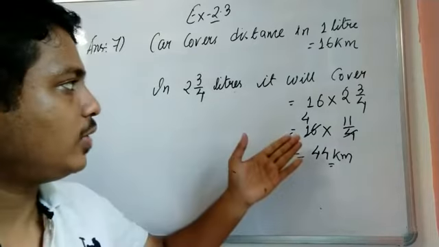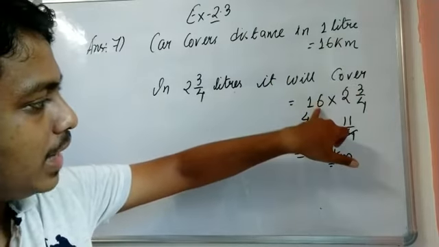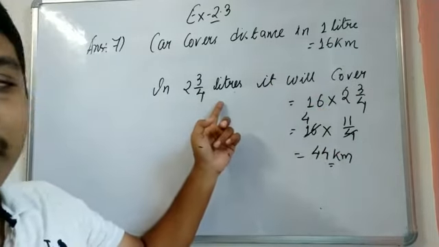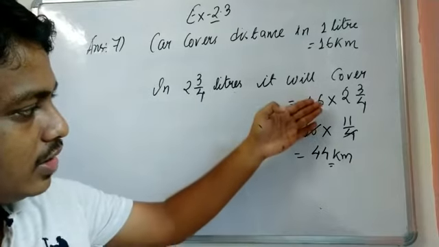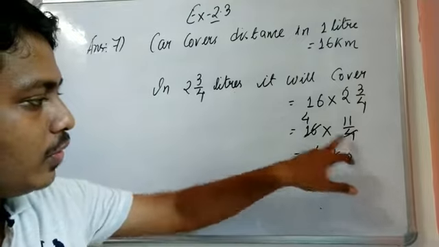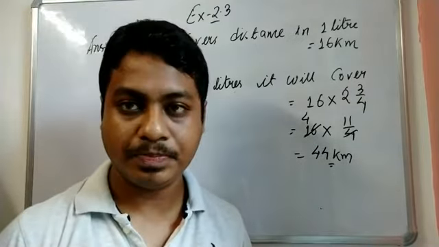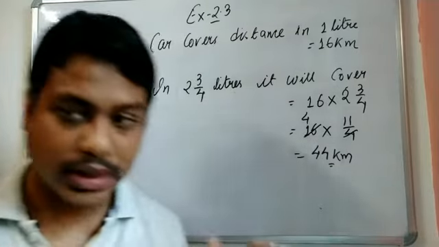Clear? So what I have done: 1 liter is 16 km, so I multiplied 16 into 2 3 by 4 liters. 2 4s are 8, 8 plus 3 is 11, so 11 by 4. 4 4s are 16, so it will be 4 into 11 is 44 km. Let's go to question number 8.